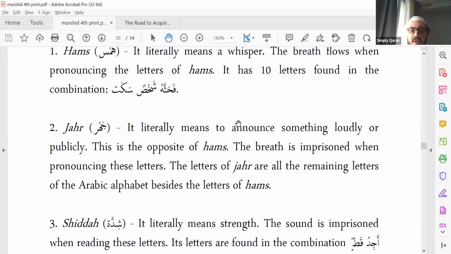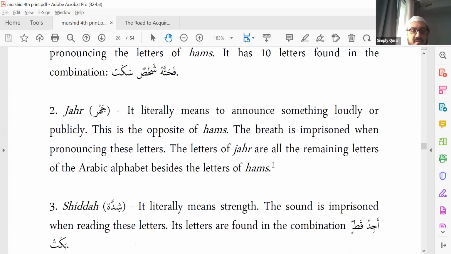Jahar literally means to announce something loudly or publicly. This is the opposite of Hams. And again, if you want to highlight or underline, the breath is imprisoned. It's stopped, it's cut off when pronouncing these letters. The letters of Jahar are all the remaining letters of the Arabic alphabet. So if you know these 10 letters of Hams, everything else is Jahar.